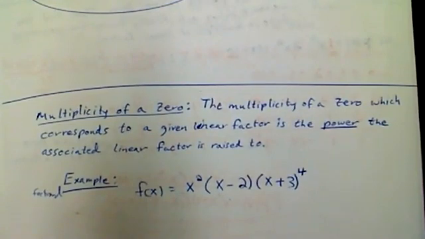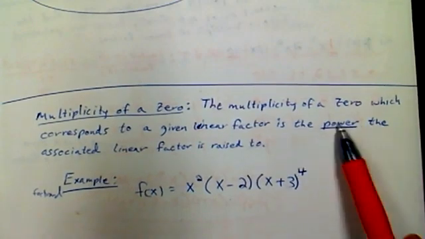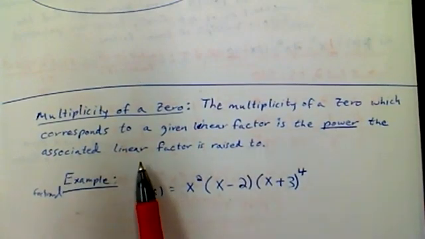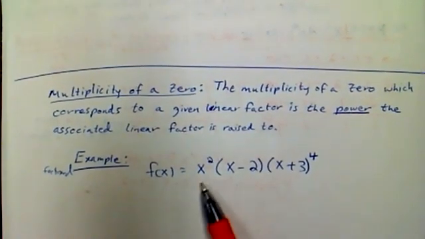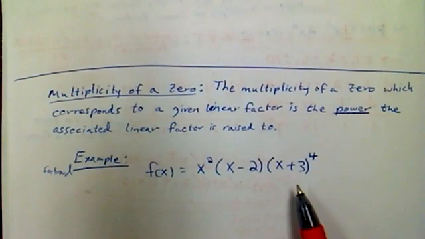The multiplicity of a 0, which corresponds to a given linear factor, we know zeros and linear factors correspond to each other. If we have one, we have the other. It is the power the associated linear factor is raised to. So for example, if I have f of x equals x squared times x minus 2 times x plus 3 to the 4th, so nicely factored into linear factors, okay?